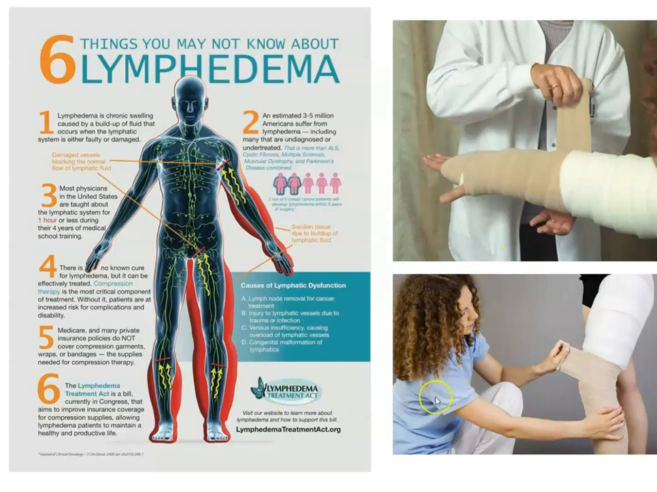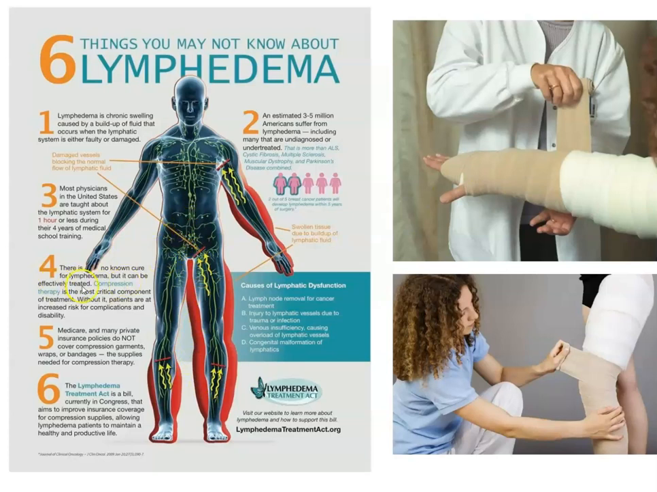And here's lymphedema. Talked about that. Lymphedema is a chronic swelling caused by a buildup of fluid that occurs when the lymphatic system is either faulty or damaged, usually after some kind of surgery or breast cancer. An estimated 3 to 5 million Americans suffer from lymphedema, including many that are undiagnosed or untreated. Most physicians in the United States are taught about the lymphatic system for about 1 hour, so they don't really know what the lymphatic system does or how to treat it.